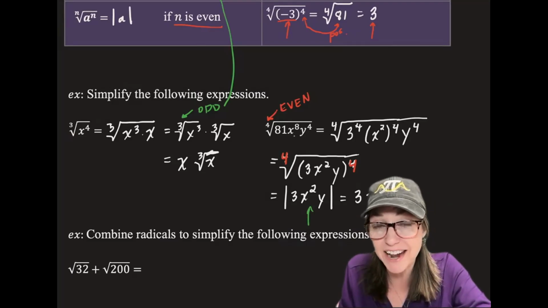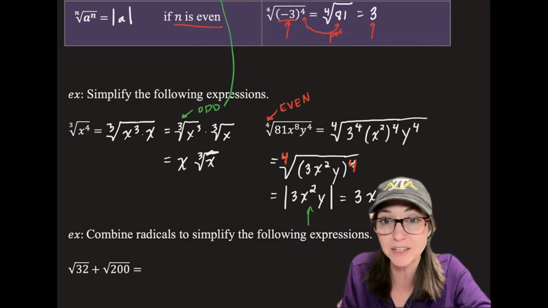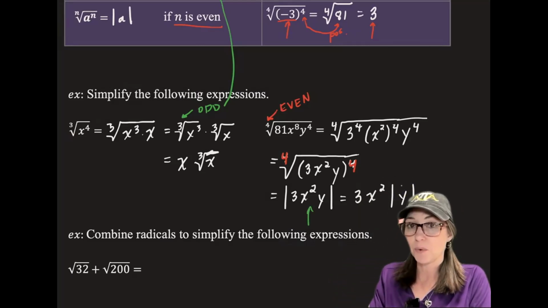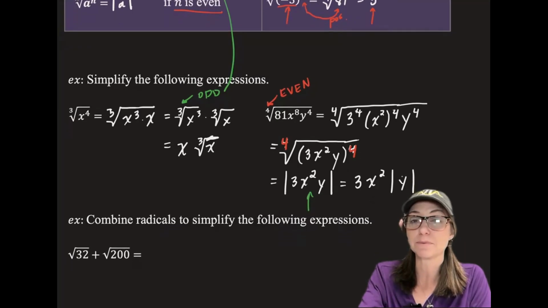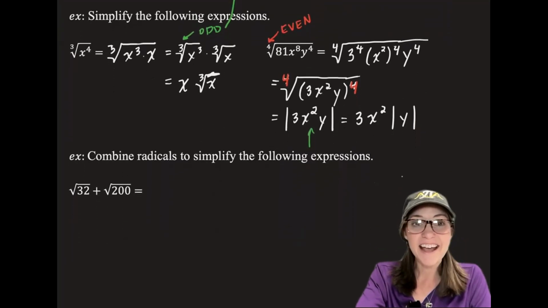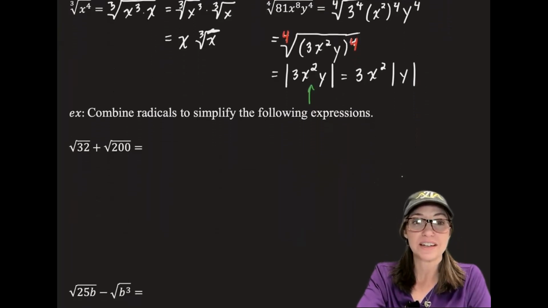Okay, because if you plug in a negative y, this fourth power right here is going to make that negative y into a positive y. So we need the absolute value bars to make sure that our answer becomes positive, because the fourth root is even. All right, and last, let's simplify some radicals and go through here.